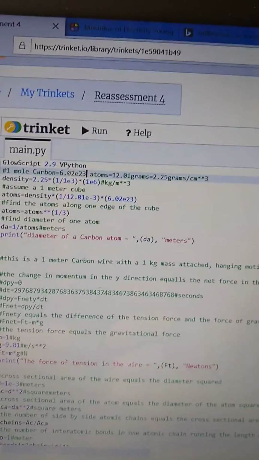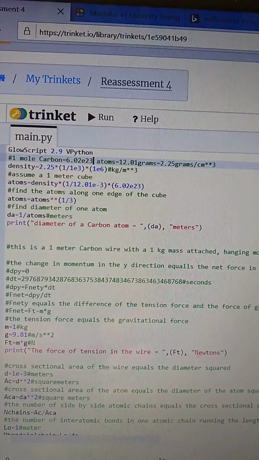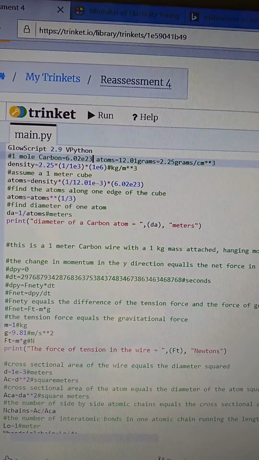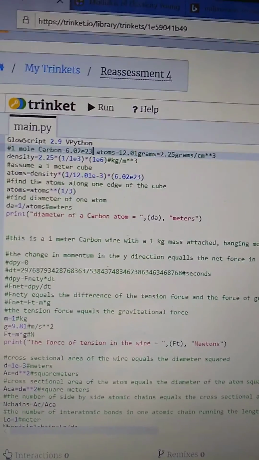So this is reassessment number 4, and I wanted to find the stretch of a carbon wire, and also wanted to find the stretch of each bond in that carbon wire. And so here we started with some dimensions for carbon. This is the top line, and that's like from the periodic table. And also we found a number for Young's modulus on the internet, and it comes into play a little bit later.